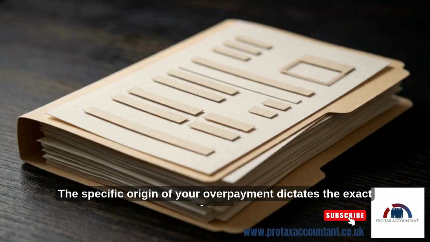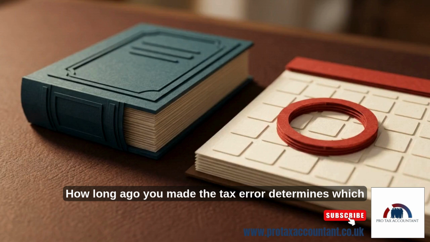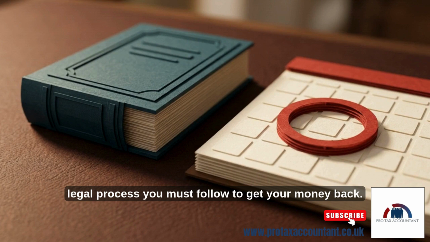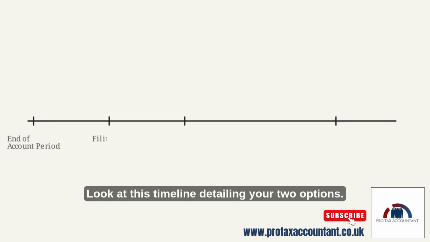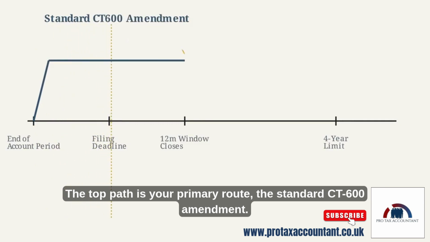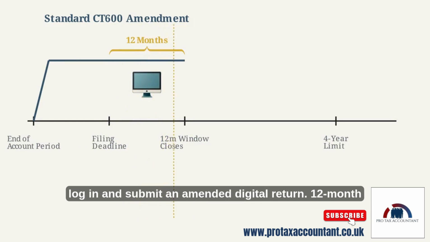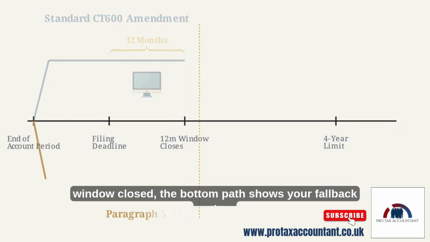The specific origin of your overpayment dictates the exact forms you must file and the legal deadlines you have to meet. How long ago you made the tax error determines which legal process you must follow to get your money back. Look at this timeline detailing your 2 options. The top path is your primary route, the standard CT 600 amendment. You have exactly 12 months from your original filing deadline to log in and submit an amended digital return. If that 12-month window has closed, the bottom path shows your fallback option.